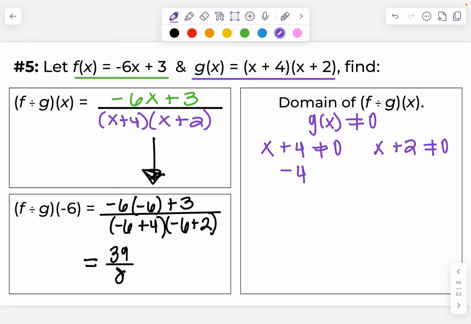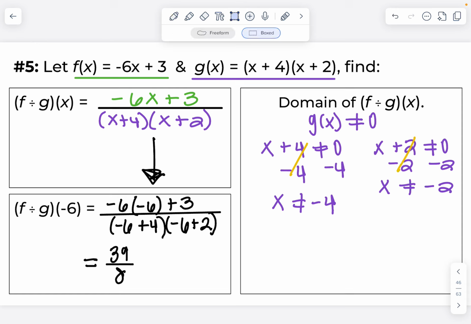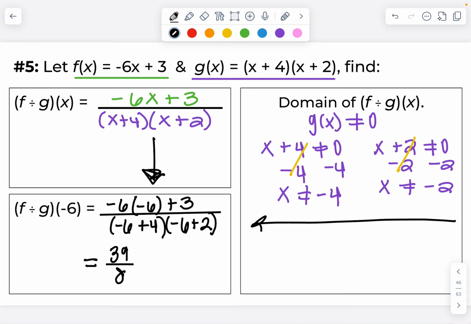So if I subtract 4 here to get x by itself, I get x cannot equal negative 4. Same thing over here. I'm going to subtract 2 to get x by itself. I get x cannot equal a negative 2. Now, I have more than one thing, so I'm going to draw a quick little number line to help me write my interval notation.